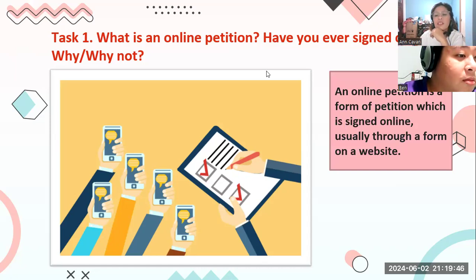An online petition is a form which is signed online, usually through websites. Many in the Google form, they have sent a lot of online petitions.